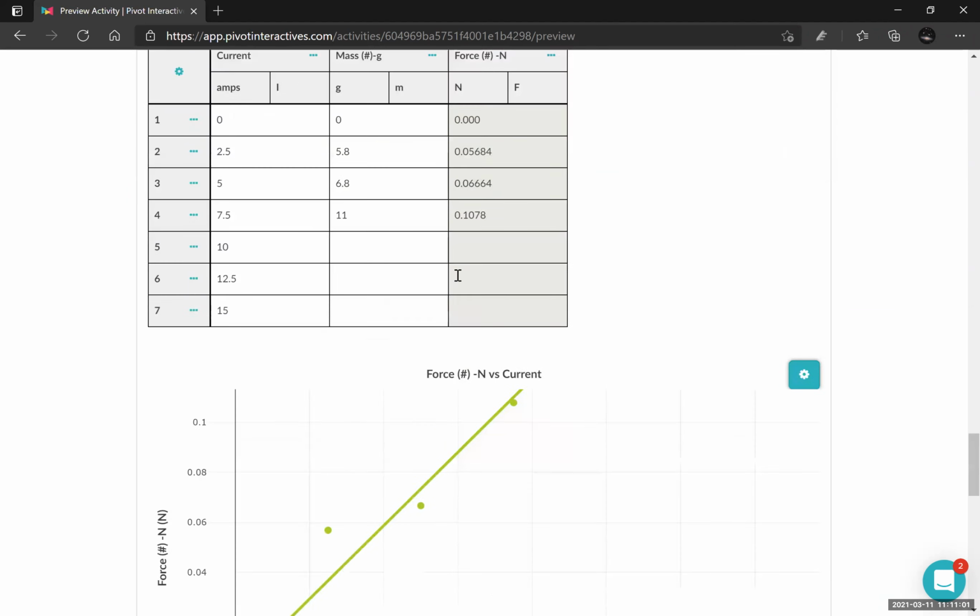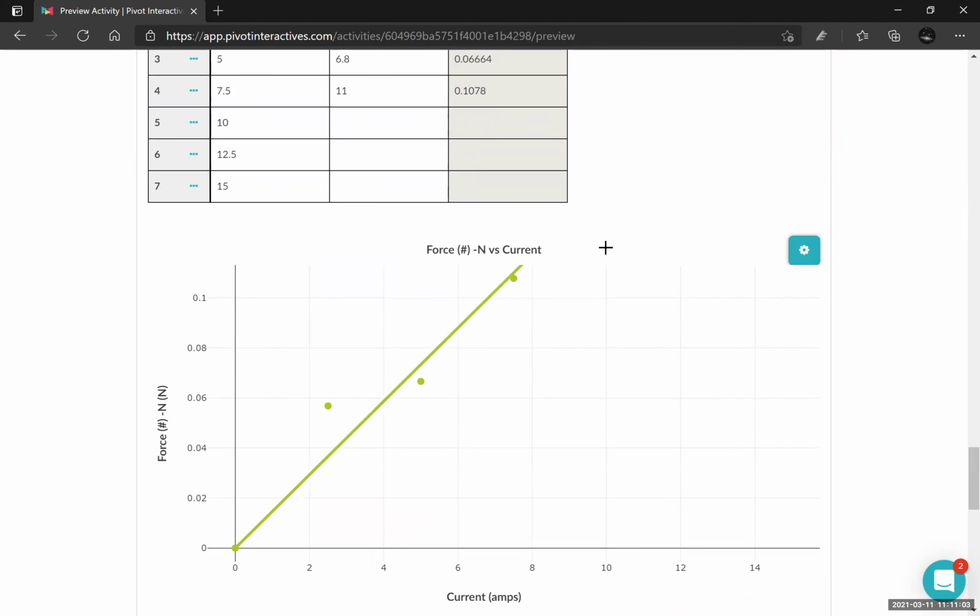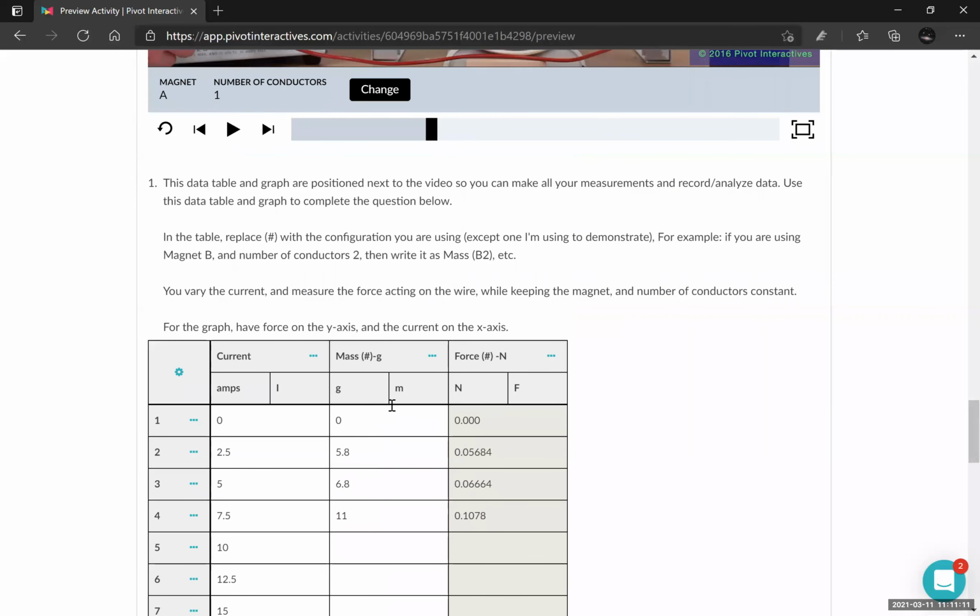But the idea here is you can see the force is increasing as the current is increasing. It's more or less a linear relationship, a proportional relationship. So that's what you have to do for your configuration.